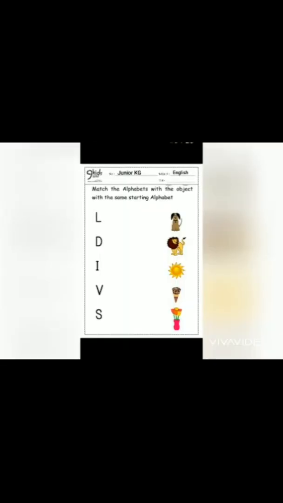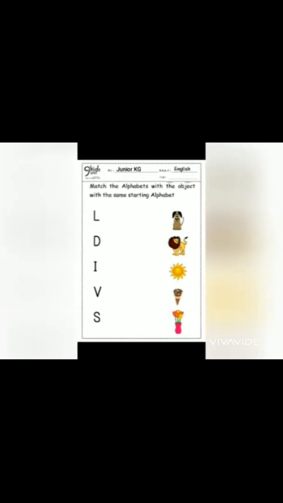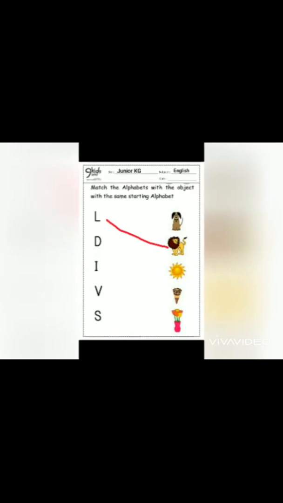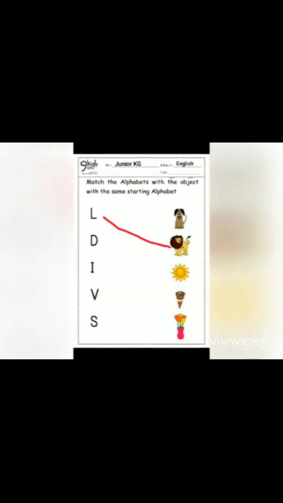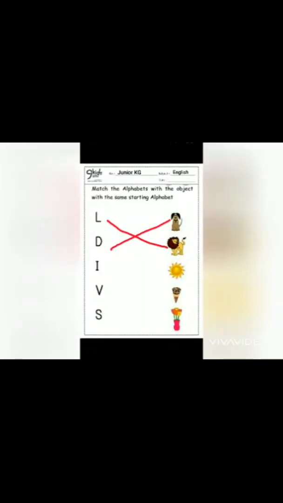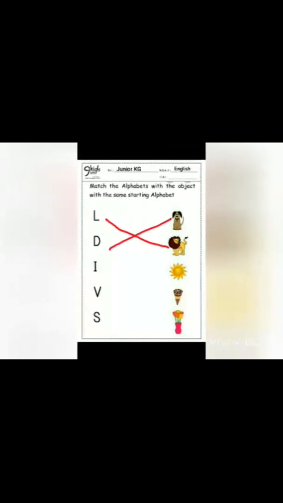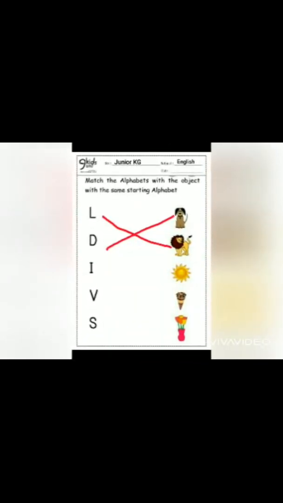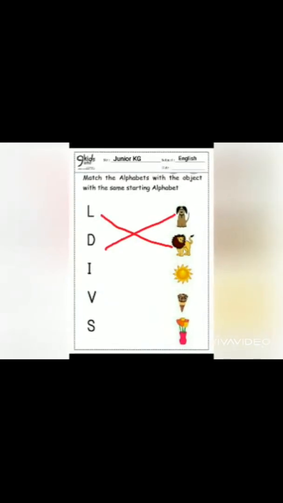Now we will start to solve our next worksheet. Which alphabet is this? Capital L. L says lion. Match it. Now next one is capital D. This is dog. Very good. Next one is capital I. I says ice cream. Very good.